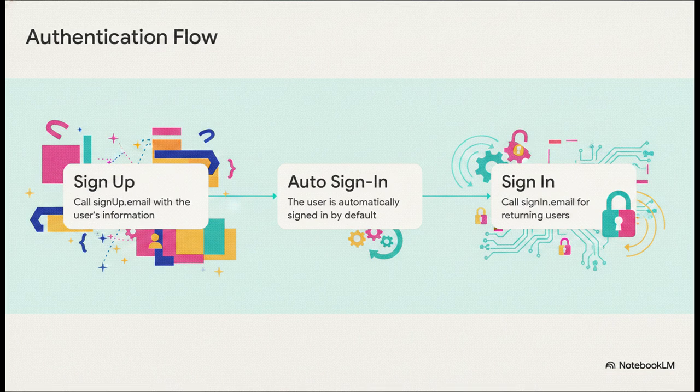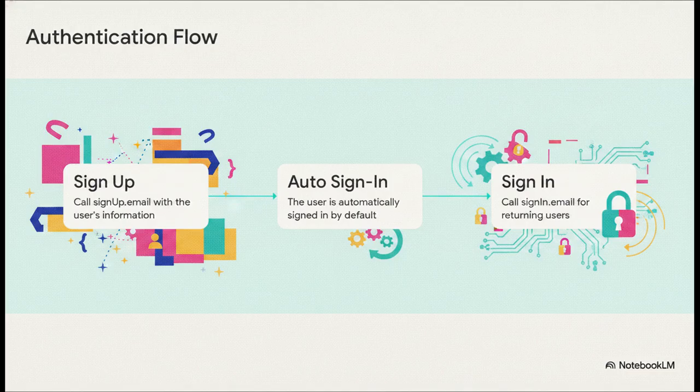Step 1, you literally just call a function named signup.email and pass in the user's data. That's it. Step 2, Better Auth automatically signs them in right then and there, which totally saves you from writing annoying redirect logic. And step 3, when that same user comes back tomorrow, you just call signin.email. The naming conventions here are so clear that even absolute beginners can look at the code and instantly know exactly what's happening.